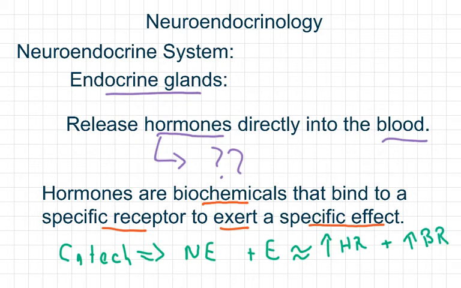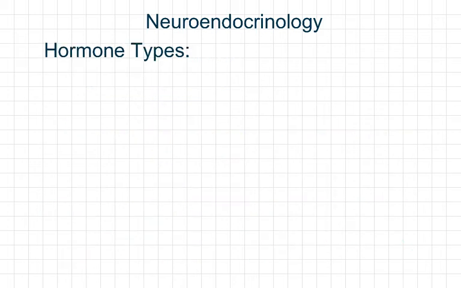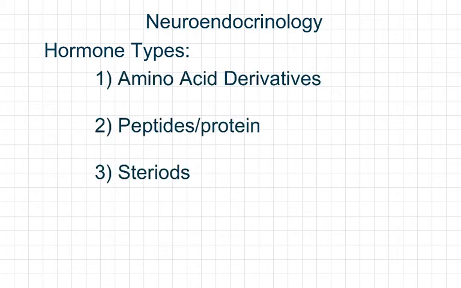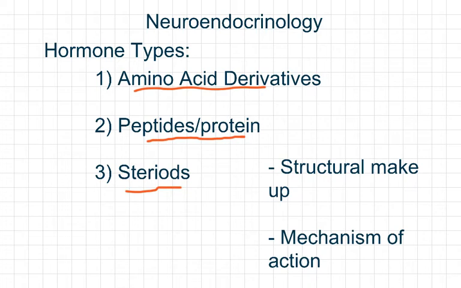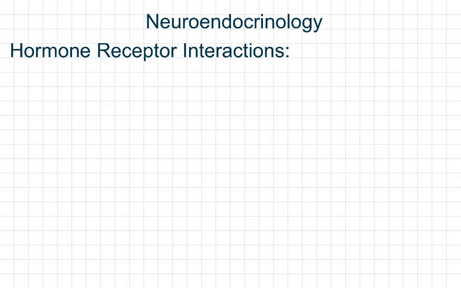There are three different types of hormones that you'll need to know. These types are amino acid derivatives, peptides or proteins, and finally, steroids. The differences between these three types of hormones are their structural makeup and their mechanism of action of exerting their effects onto the target tissues. To better understand the mechanisms of action for hormones, we need to look a little bit further into the concept of hormone receptor interactions.